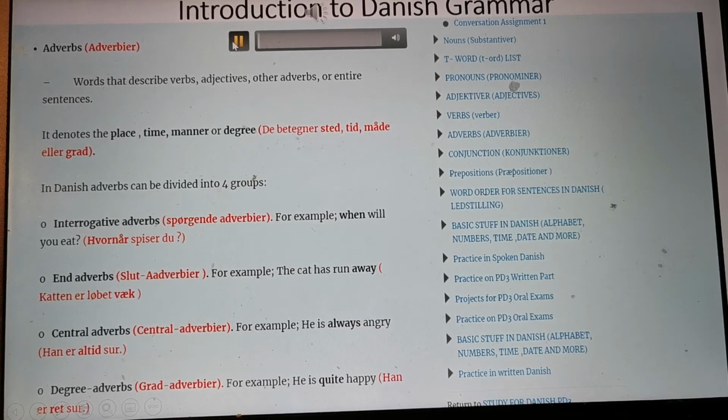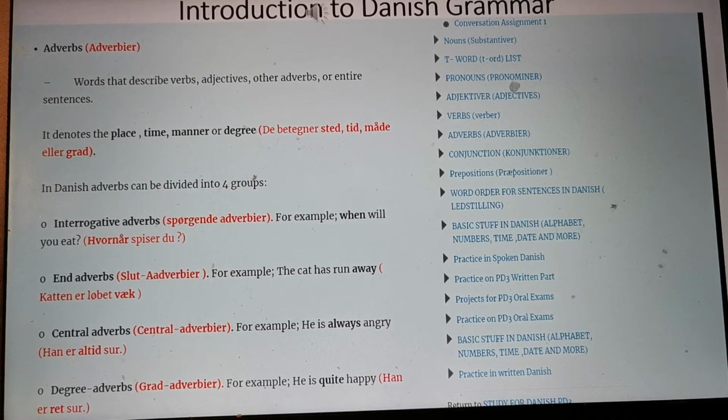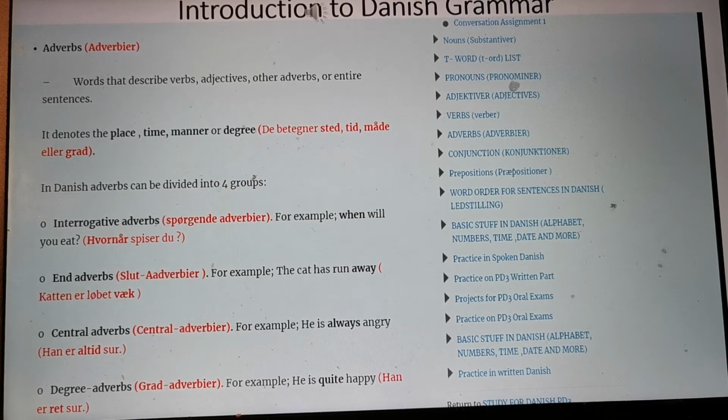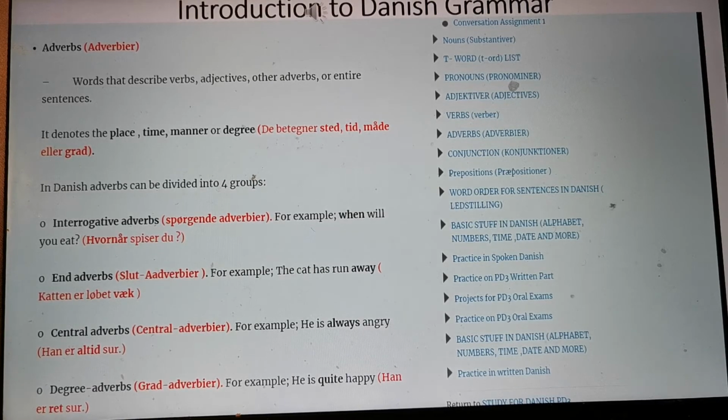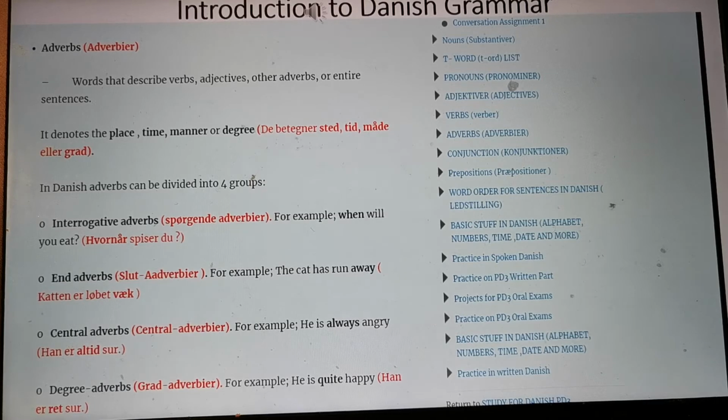The next part of speech we are going to introduce is adverbs. In Danish, adverbier. Adverbs are words that describe verbs, adjectives, other adverbs, or entire sentences. Adverbs also denote the place, time, manner or degree. In Danish, adverbs can be divided into 4 groups. The first group is made up of the interrogative adverbs. In Danish, spørgende adverbier. For example, when will you eat? In Danish, Hvornår spiser du?